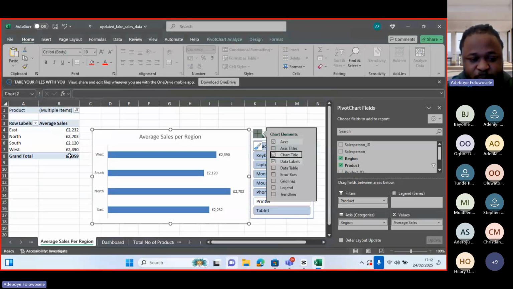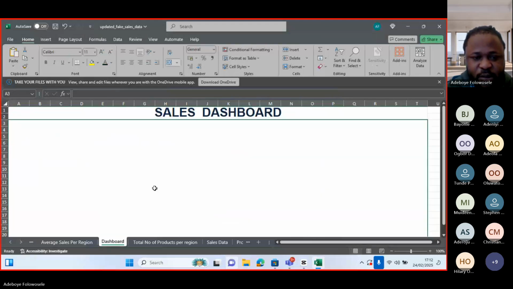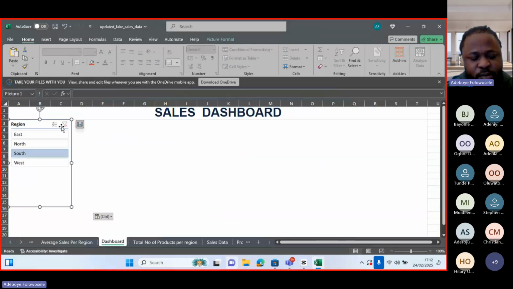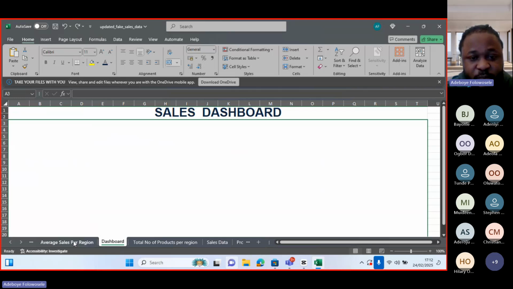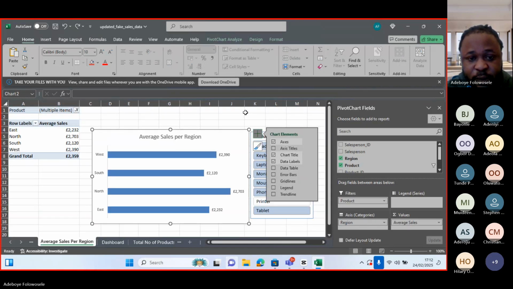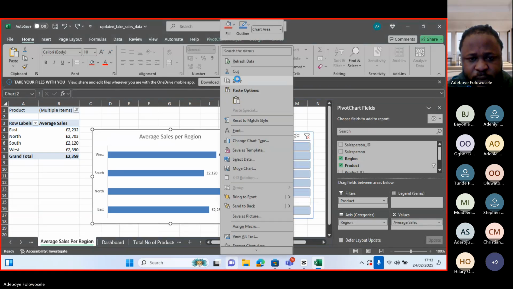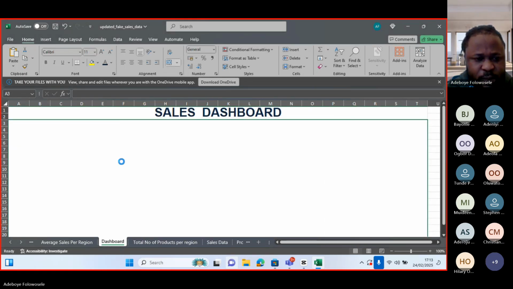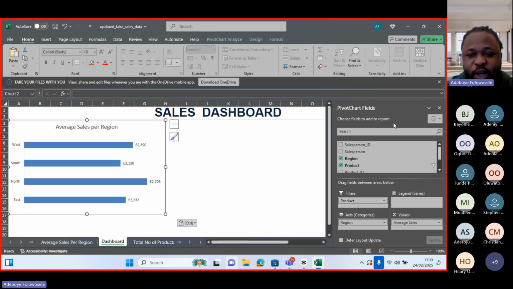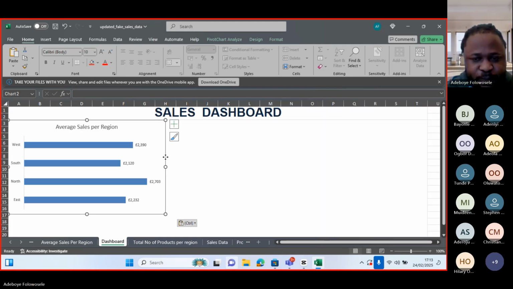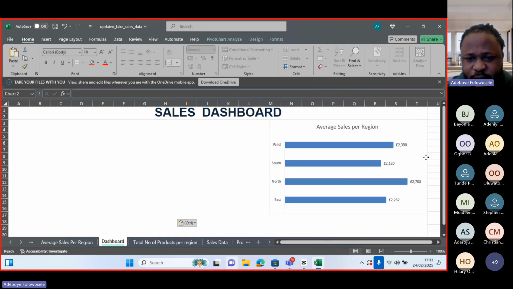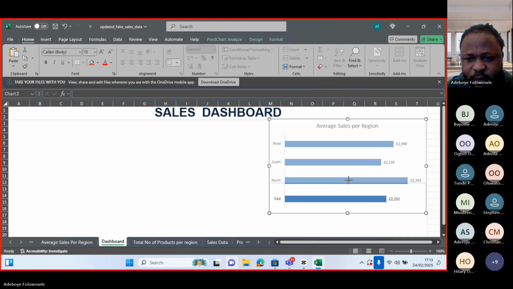So Control C, then I'll copy it here. No, I'm not copying this. What did I press? This is what I want to copy. So immediately you copy it, it will bring out the pivot chart, but I don't need the pivot chart for now. So I'll close it. So let me drag it to this side.